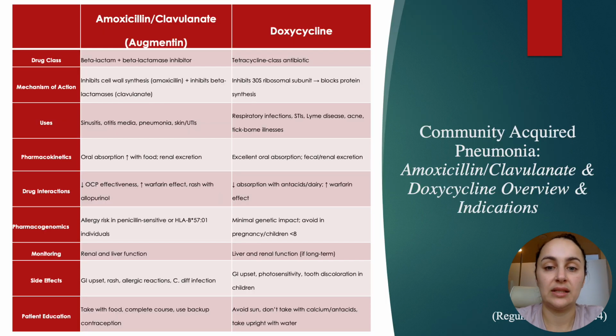The next focused assessment is community-acquired pneumonia. The medications prescribed are amoxicillin clavulanate and doxycycline, and here are the overview and indications for the medication. For the specific Shadow Health focused assessment, the patient is a 72-year-old African-American woman who presented with a 3-day history of chest pain, cough, fatigue, and fever.